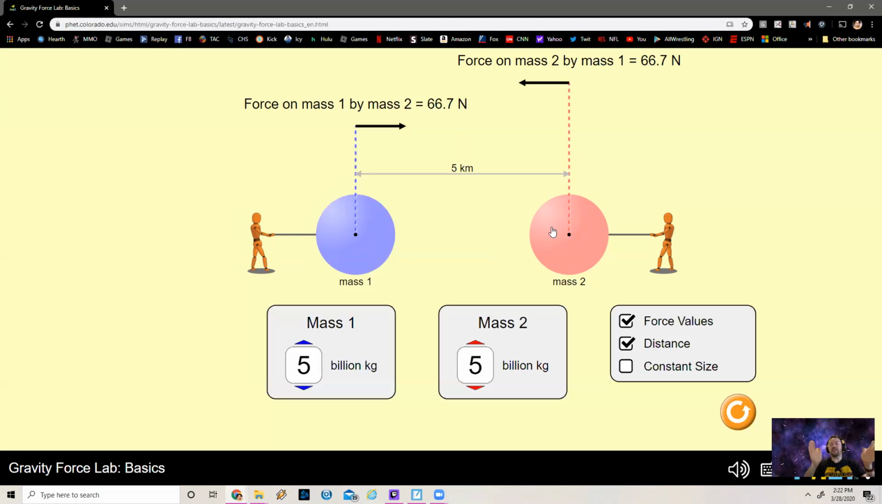So when I had the two objects together and I decreased their mass, if I decrease the mass of one to half its mass, then the force went down by half. But when I increase that distance, the force between them goes down more. It goes down faster. So why is that? Is there a relationship then between force, distance, and mass? Well, there absolutely is. So let me kick it over to this screen here.